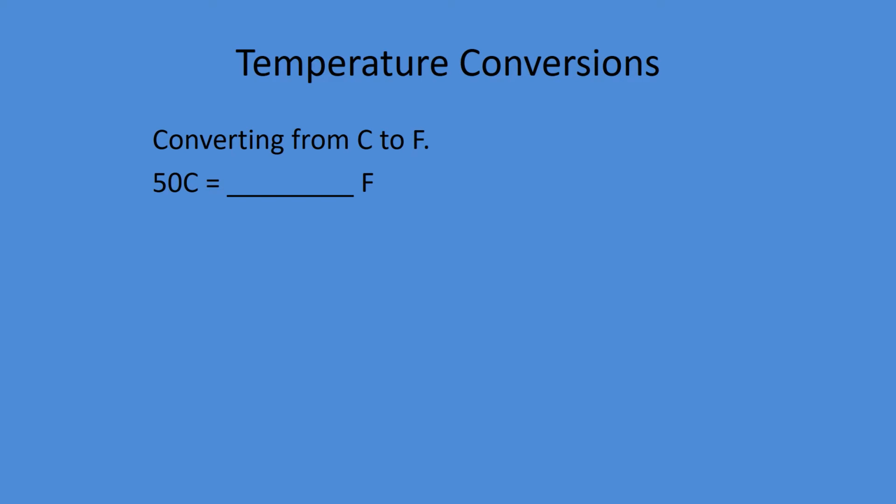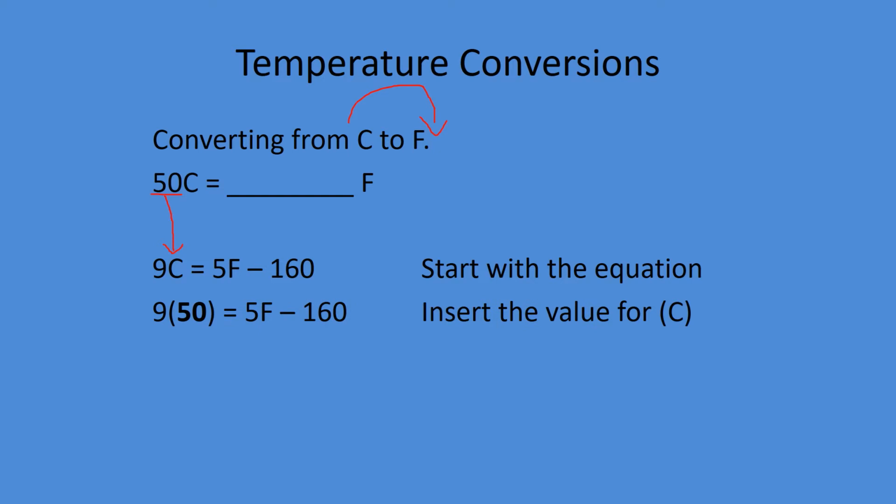Okay, now let's go the opposite, the reverse way. Let's go from Celsius to Fahrenheit. So we'll start with the same equation. That's why I like this equation. You can use it for Fahrenheit to Celsius or Celsius to Fahrenheit. The only difference is, in this case, anytime you see a C, you're going to replace that with the Celsius value. In this case, it's 50. So we got 9 times 50 equals 5F minus 160. We inserted the value for C, and now we need to solve for F.